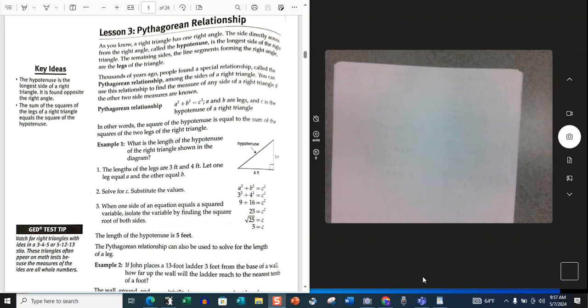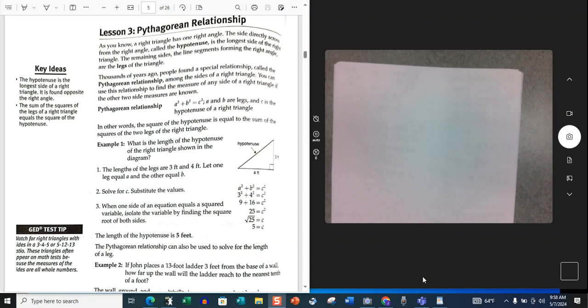Hello, class. We're about to start lesson 3 from chapter 7. It's called Pythagorean relationships. Now, as you know, a right triangle has one right angle. The side directly across from the right angle, called the hypotenuse, is the longest side of the right triangle.